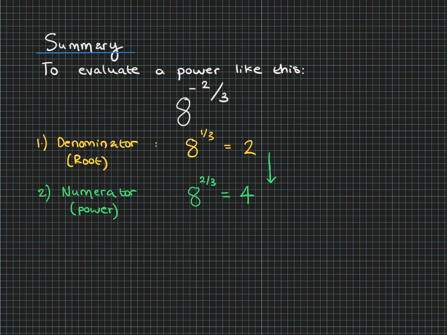And the third step is to deal with the negative in the power, which of course means we are taking a reciprocal. So that's 8 to the power of negative 2/3. We take our previous answer, take the reciprocal, it's a quarter.